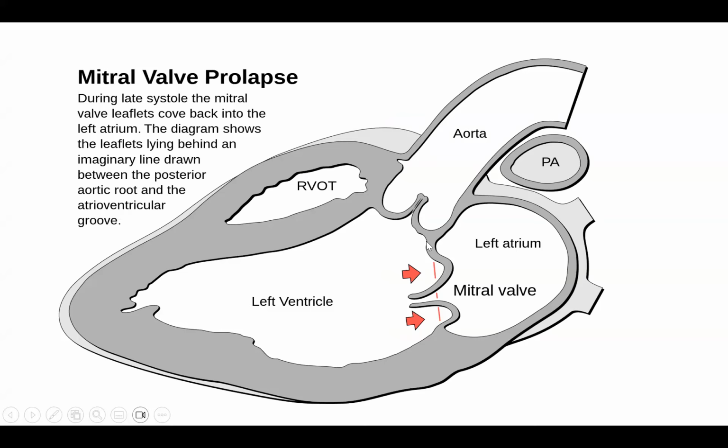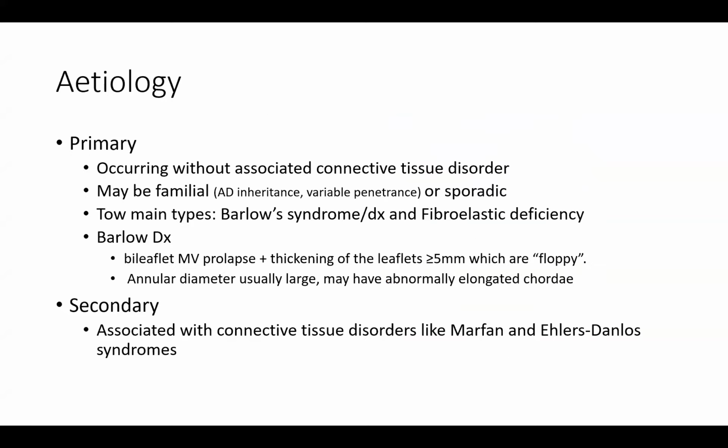I'll speak about the measurement. When we draw an imaginary line across the mitral annulus, the mitral leaflets are bulging into the left atrium above this line, about 2 mm. I'll show the echo assessment.